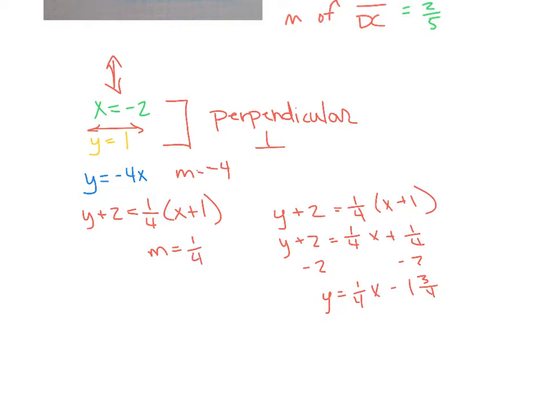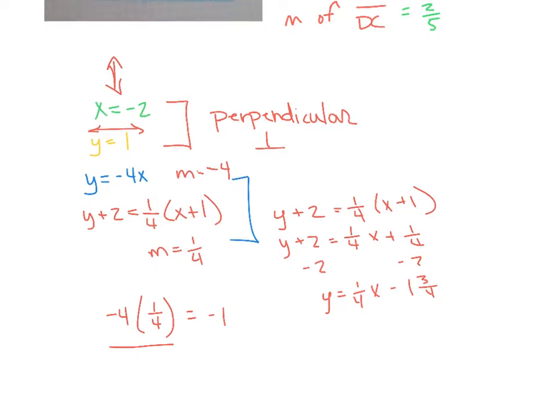So the rule is if your slopes multiply to -1, they are in fact perpendicular. -4 times 1/4 equals -1. So we can prove that these two are also perpendicular to each other because we multiplied the slopes and got -1.